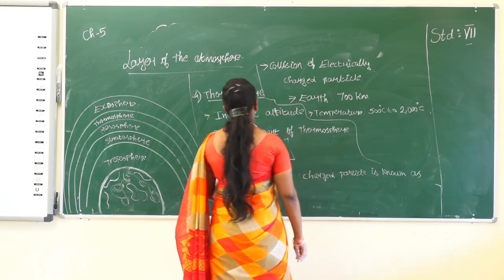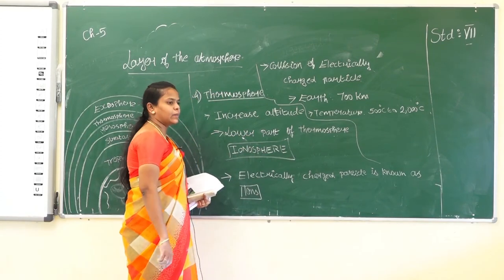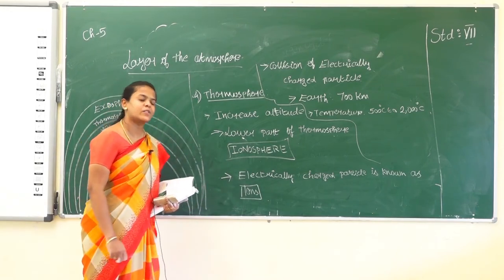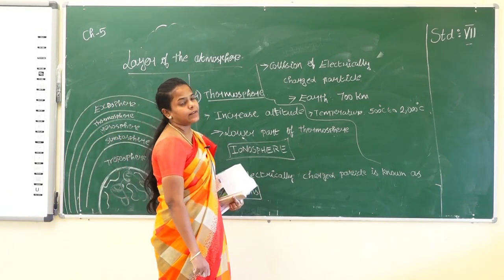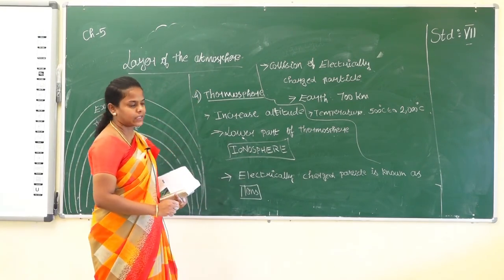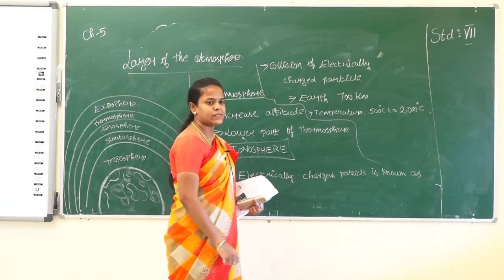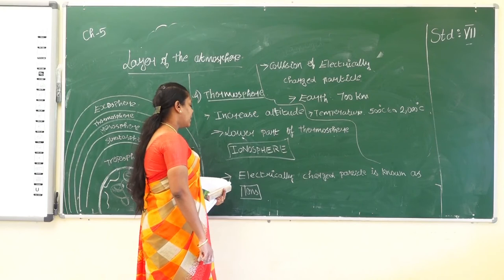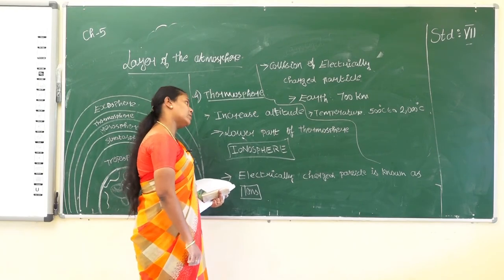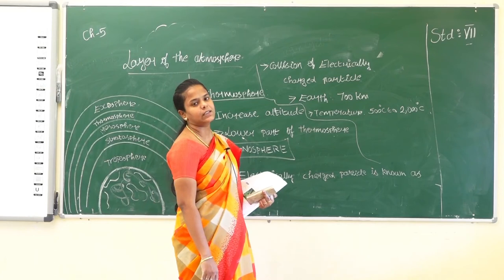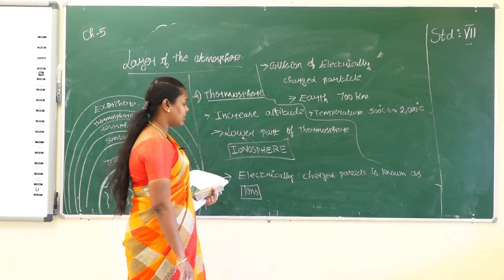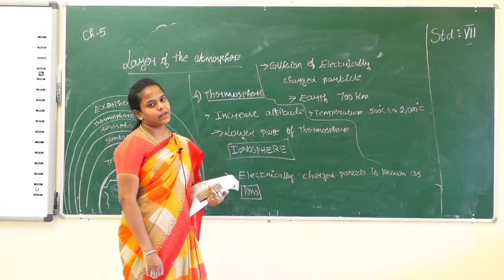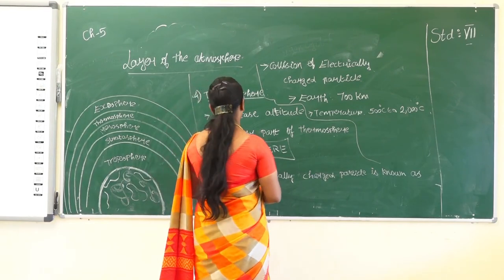This is about the thermosphere. In the thermosphere, the temperature increases with altitude, and the lower part of the thermosphere is known as what? Ionosphere. The spelling of ionosphere is I-O-N-O-S-P-H-E-R-E. And the third point about the thermosphere is that the electrically charged particles are known as ions, and it is just 700 kilometers away from the earth, right? This is the thing about thermosphere.